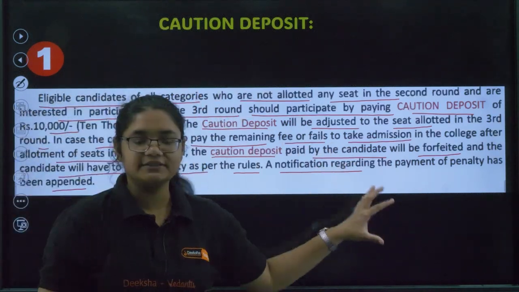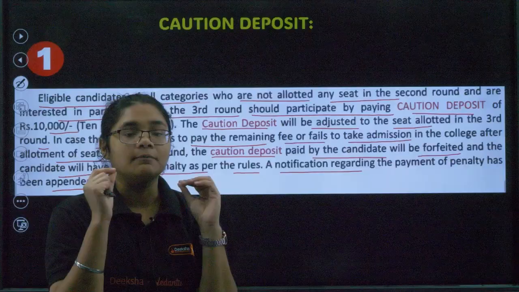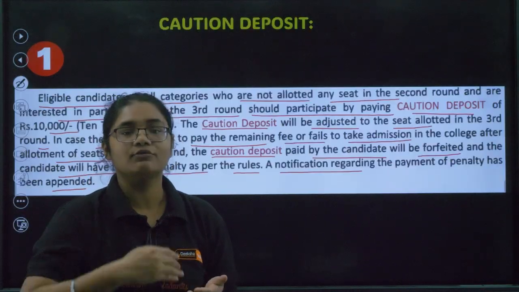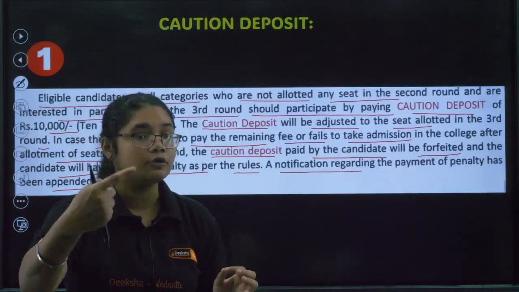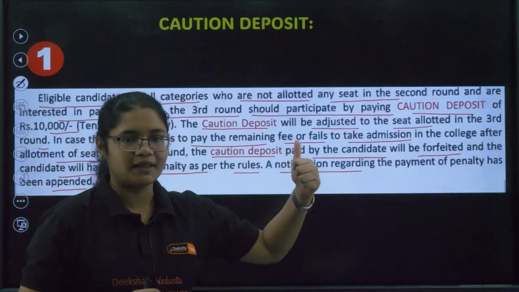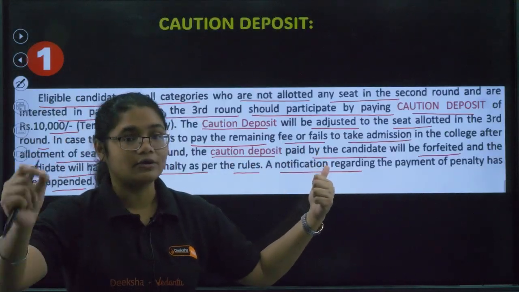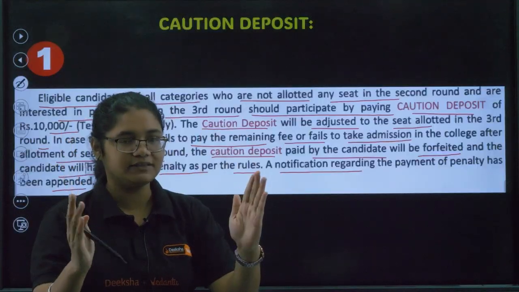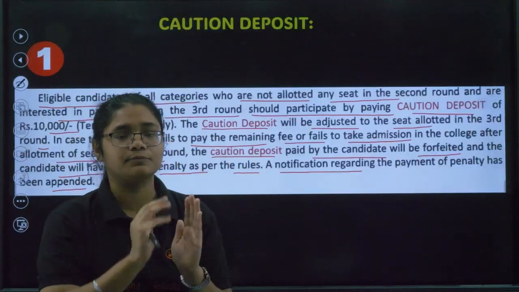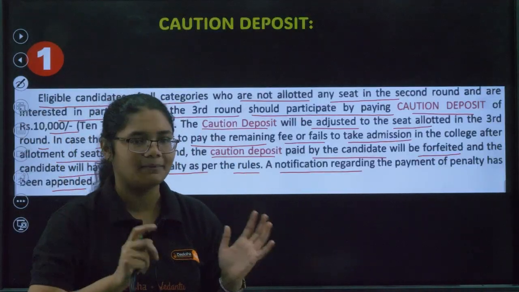Okay, so now let me just tell you, if you are not getting any seat in round 2, you have participated in the round 3 or you want to participate in round 3, then you have to pay a caution deposit of 10,000. Now in round 3, if a seat is allotted to you, then whatever will be the fees, in that this 10,000 rupees will be adjusted and you have to pay the remaining fees.